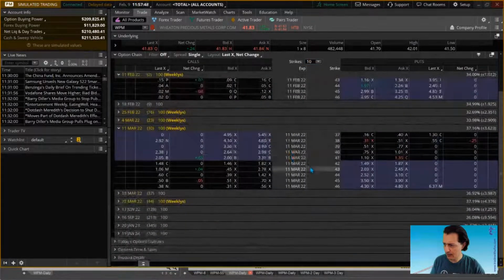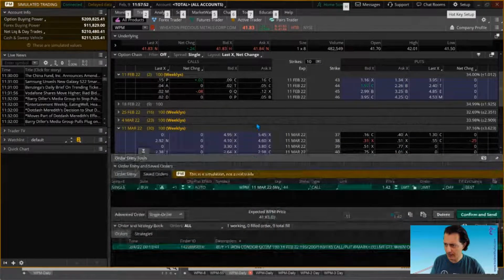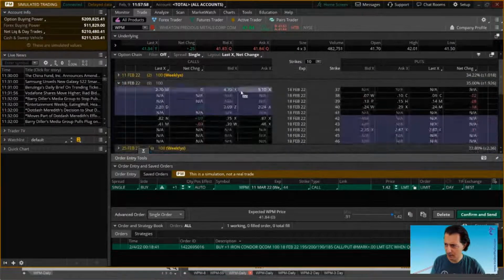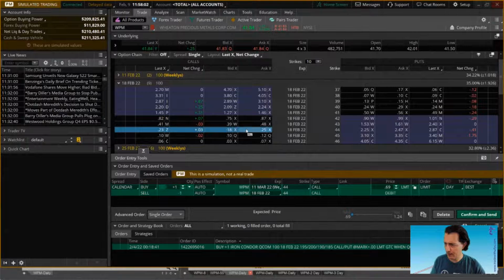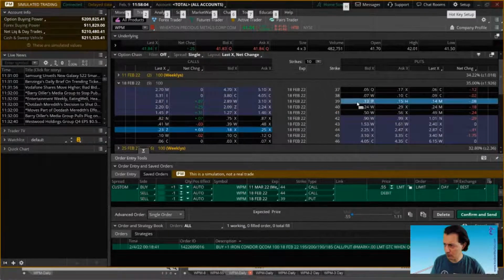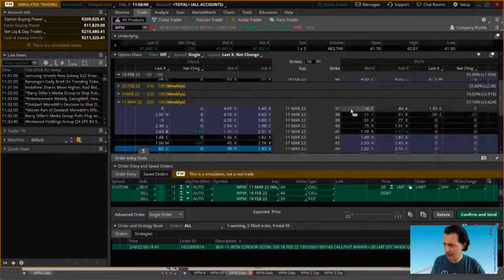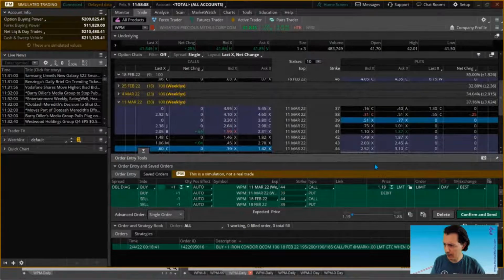Okay, let's delete. We're going to buy the 44 call from March 11 and sell the 44 call. Sorry, February 18, not February 11. Here we go. And then we're going to be selling the 39 put, and we're going to be buying the 39 put. So this is our 119. I'm going to confirm and send.